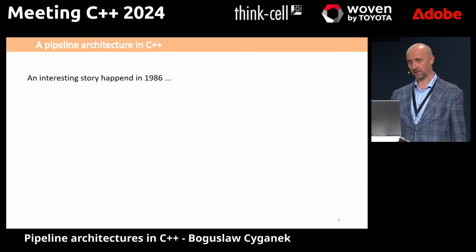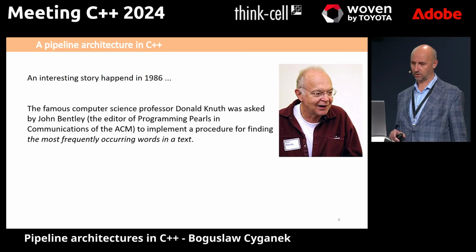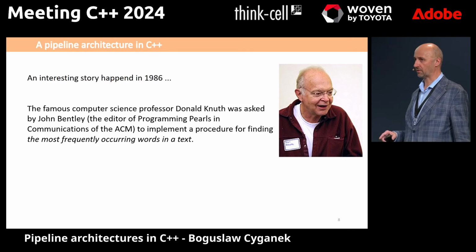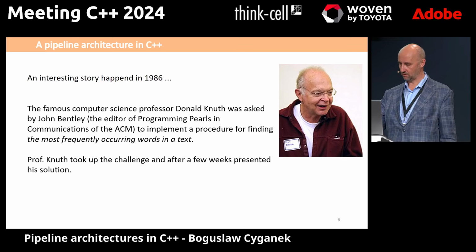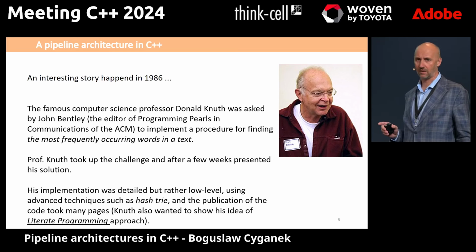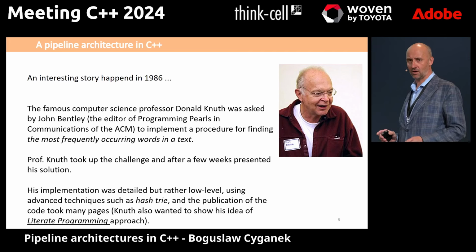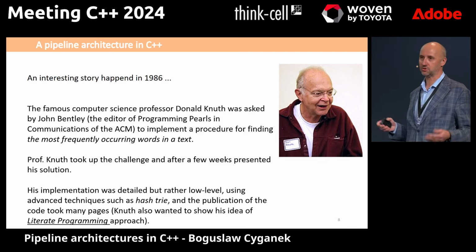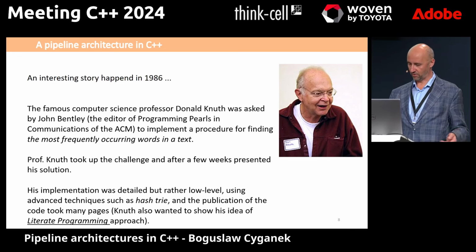So maybe you know this anecdote about an interesting story that happened in the 80s. The famous professor Donald Knuth was asked by the editor of Programming Pearls, Jon Bentley, to write his implementation of a program for counting the frequency of words occurring in any text. So he took this challenge, it was the 80s, also because he wanted to show his literate programming approach. And he did. It is a kind of mixture of comments and code. And now we have this with ChatGPT and Copilot. We write one comment and the code shows up. But it was almost 40 years ago.